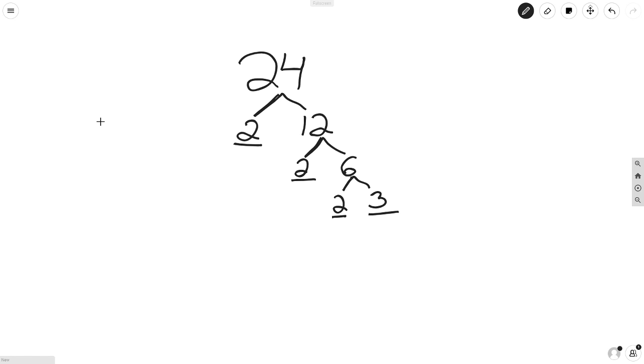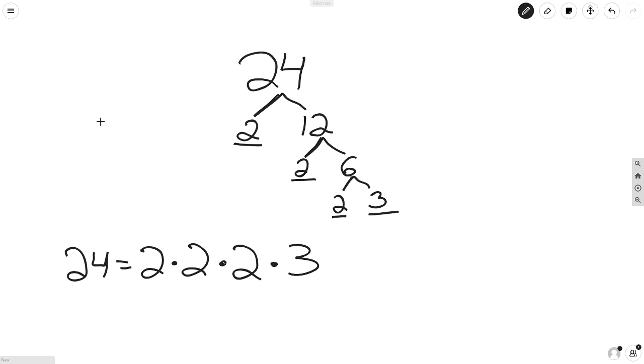And the way you would write the prime factorization would be 24 equals 2 times 2 times 2 times 3. Or you could even simplify it a little bit more. We have three 2's, and if you remember, that's the same as writing 2 cubed times 3.